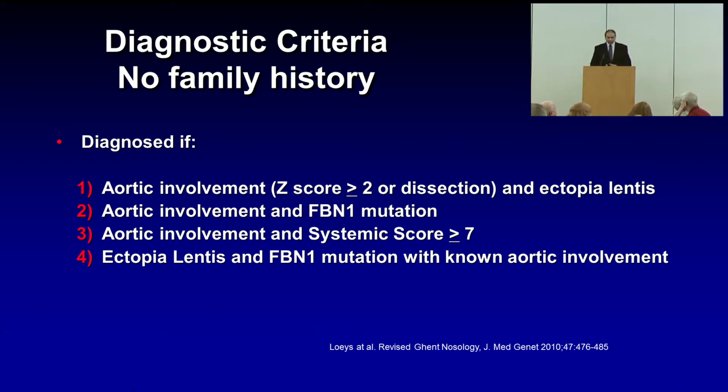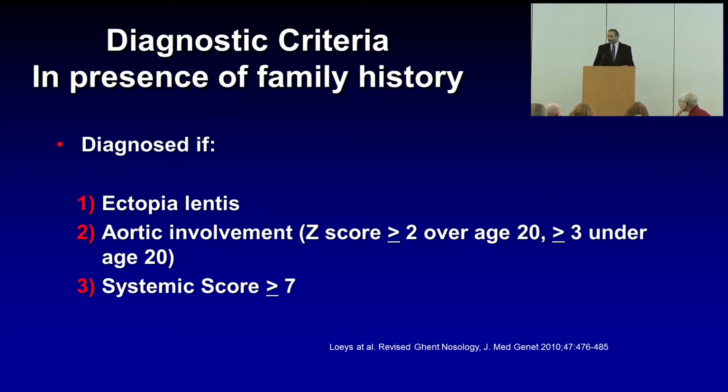So if you have a systemic score of more than 7, then that, along with the aortic dilation, also clinches the diagnosis of Marfan syndrome. Or if you don't have any aortic involvement, but you have ectopia lentis and a fibrillin mutation, then that also helps in diagnosing Marfan syndrome. So that's in the non-family history-based patients.